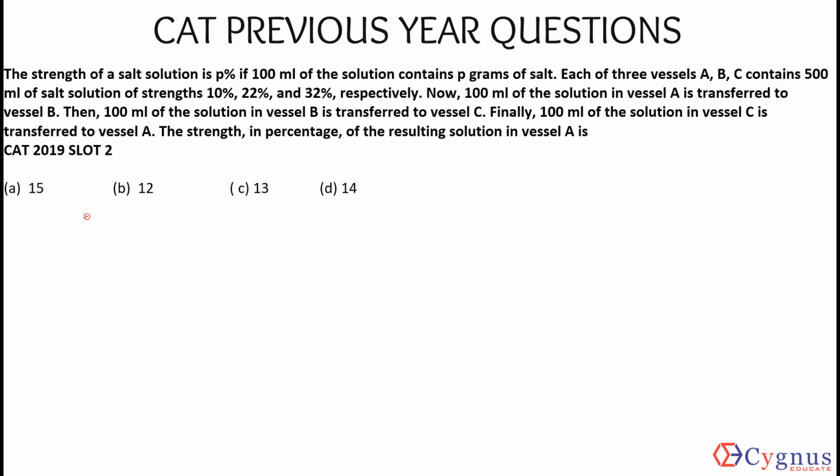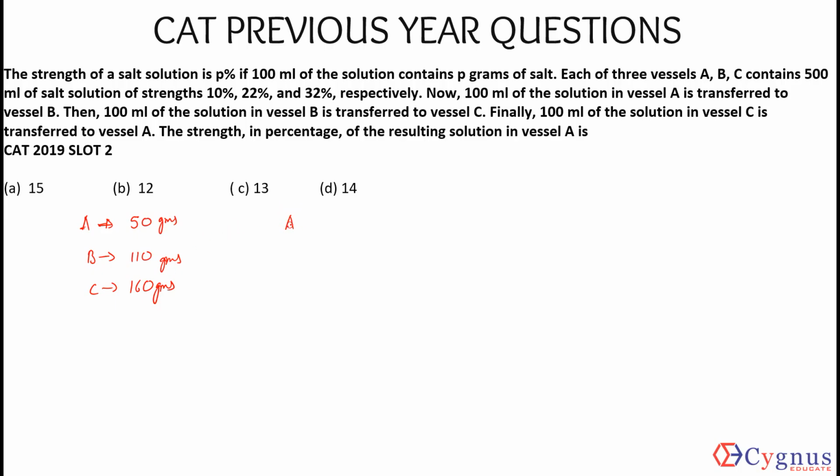A solution A is 10% concentrated. So 10% of that 500 ml will give you how much? It will have 50 grams salt. B will have how much salt? It's 22% concentrated, so it will have 110 grams salt. C is 32% concentrated, so it will have 160 grams salt. So this is the initial quantity of salt in A, B, and C.